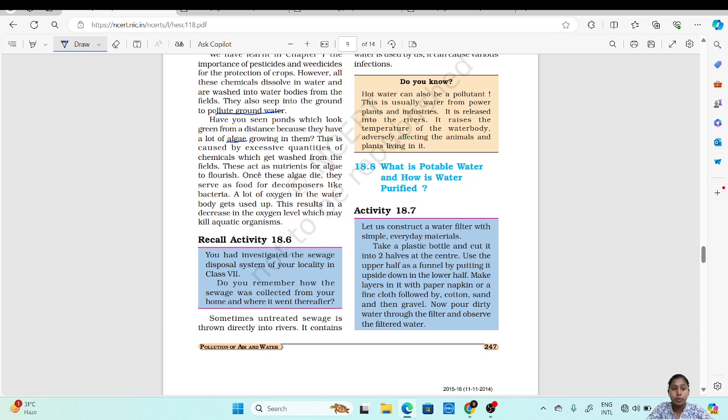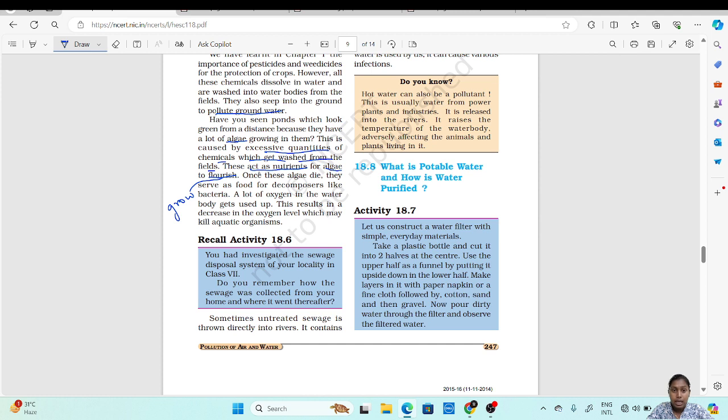This algae grows due to the chemical waste which has been washed from the fields into the river water bodies, and it acts as nutrients for the algae to grow. Flourish means to grow. So the excessive quantities of chemicals which get washed from the fields act as nutrients for algae to flourish.